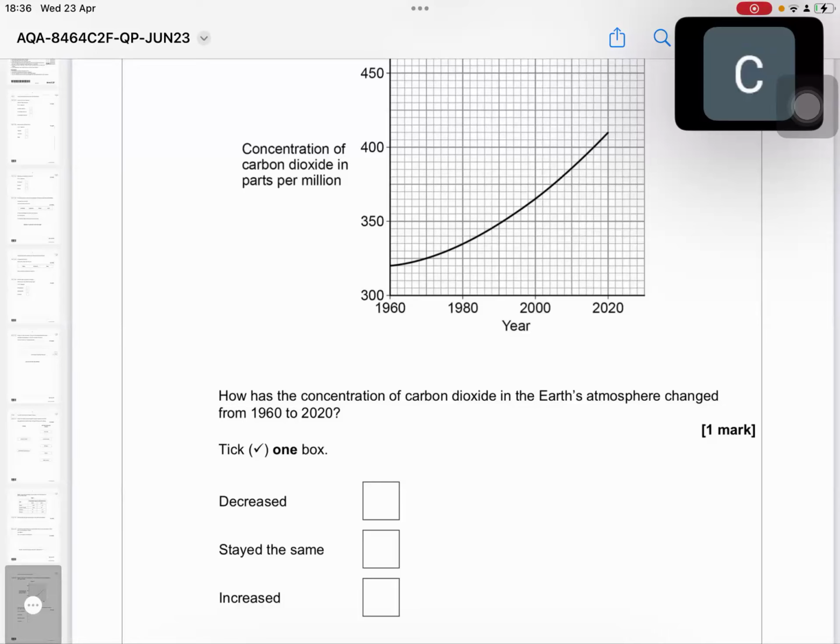But just for clarity, how do you think the graph would look if it stayed the same or if it decreased? So I'm going to quickly just share this, because I guess this is just basically testing your knowledge of how graphs look. Just 1 minute, please.